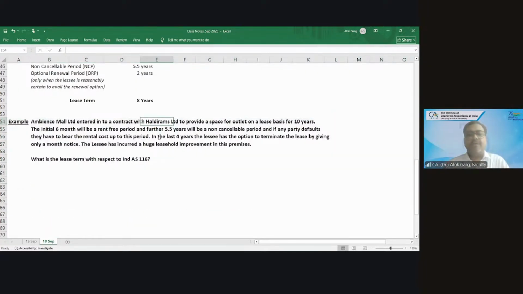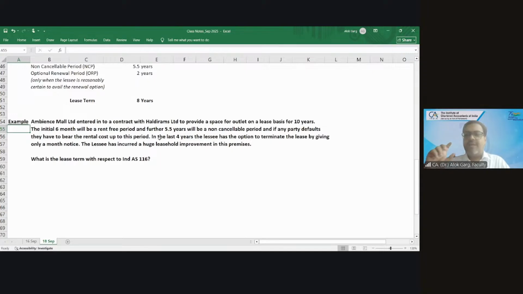Ambience Mall Limited entered into a contract with Haldiram Limited to provide a space for outlet on a lease basis for 10 years. What is the total period? 10 years. The initial 6 months will be a rent-free period, and further 5.5 years will be a non-cancelable period. And if any party defaults, they have to bear the rental cost up to this period. The total period is 10 years. 0.5 is rent-free. 5.5 is non-cancelable.